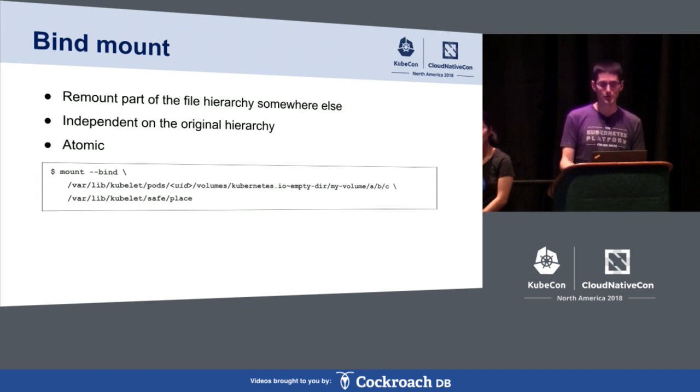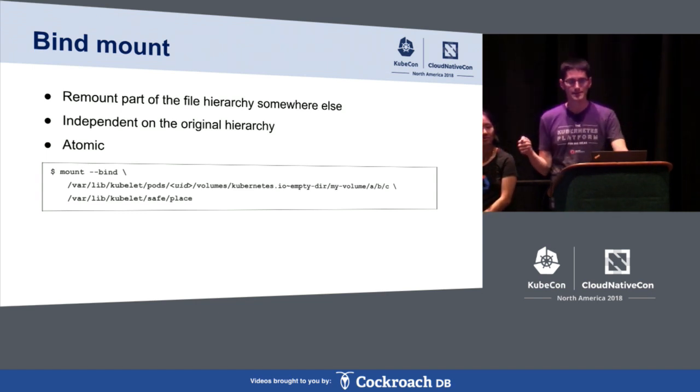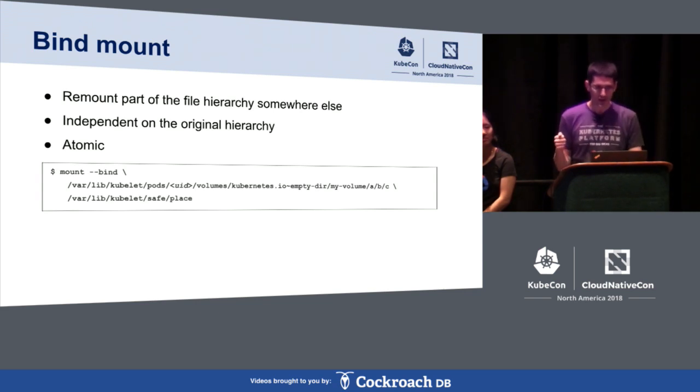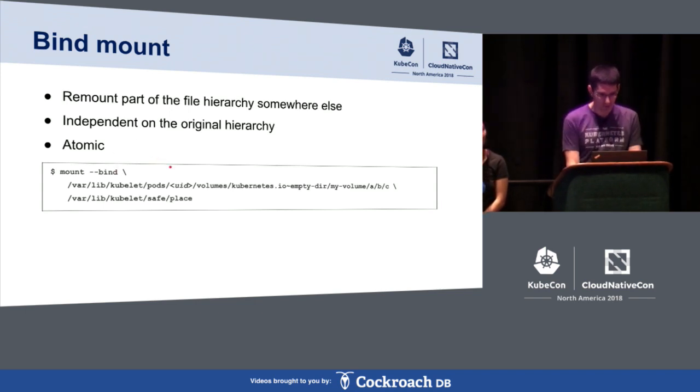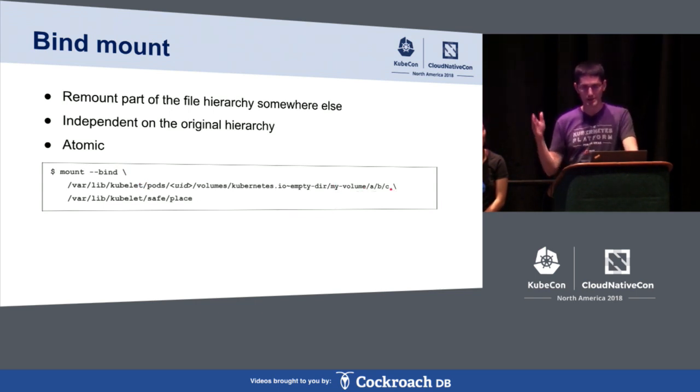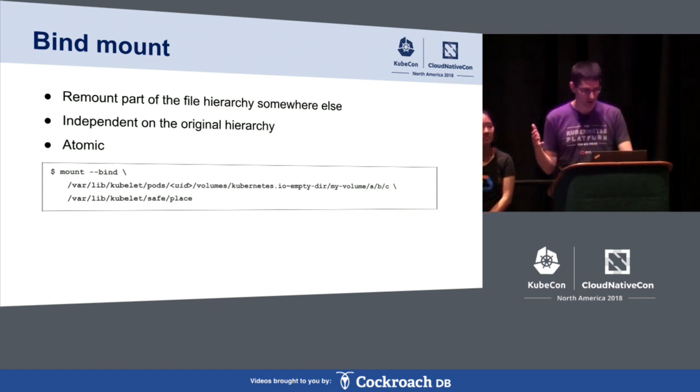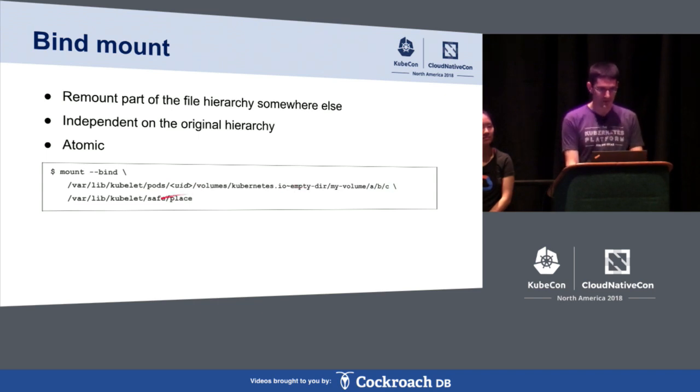If you don't know what a bind mount is, it takes a piece of the file system hierarchy, for example, a directory, and makes it available somewhere else. So in this example, we bind mount the volume and its subpath, my-volume/A/B/C, that's the subpath that the user wants to make available to his container, to a safe place that is outside of the user's control. The user can modify my-volume and its content, but the user can't modify this safe place.